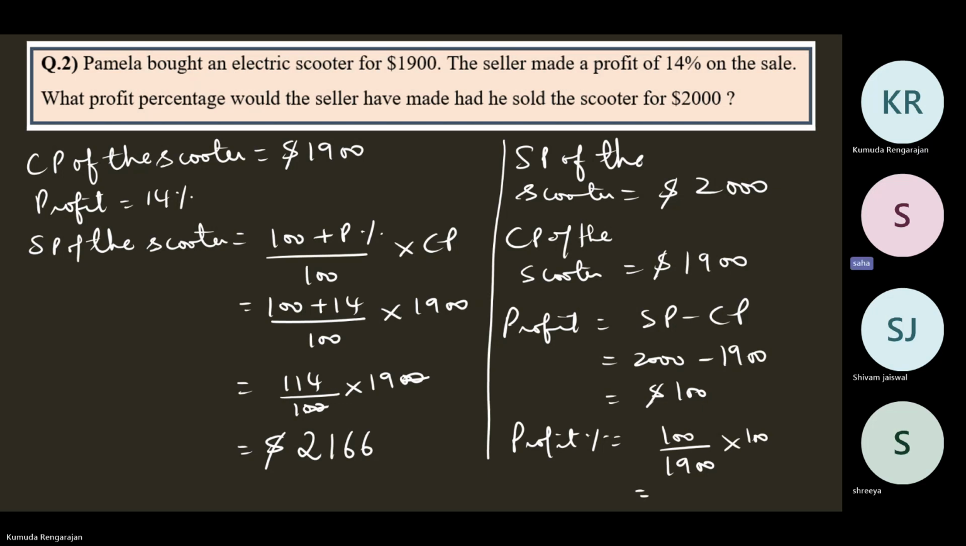Ma'am, 2 zeros and 2 zeros to cancel, ma'am. That's 1 by 19. Is it 5.2 or something? 5.2 something, ma'am? Correct. 5.26%.